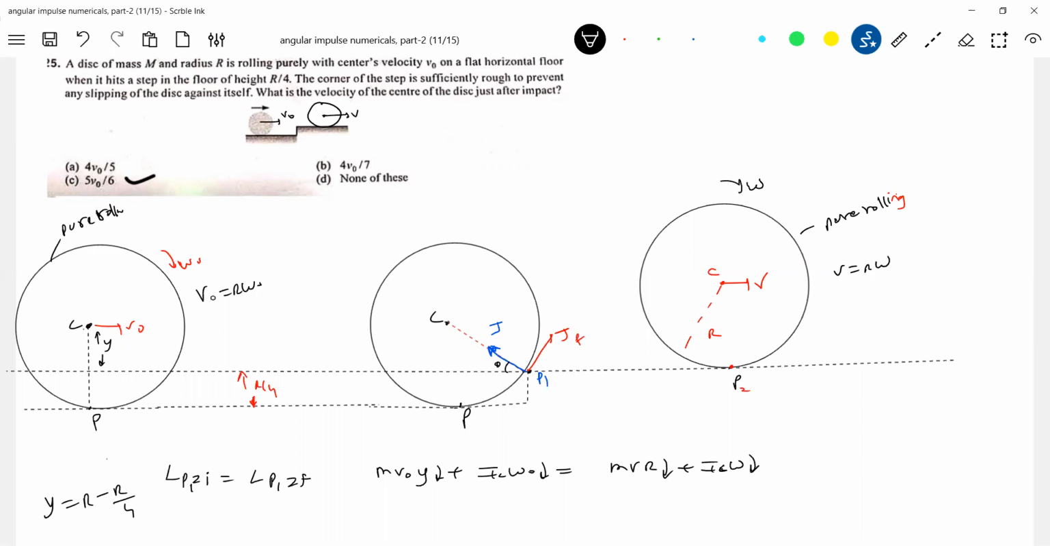Sir, friction will act pure rolling, no? What is the velocity of point P? 0. No friction will act. What is the velocity of point P2? 0. No friction will act. So what are the only impulses that act? But sir, mg will act.